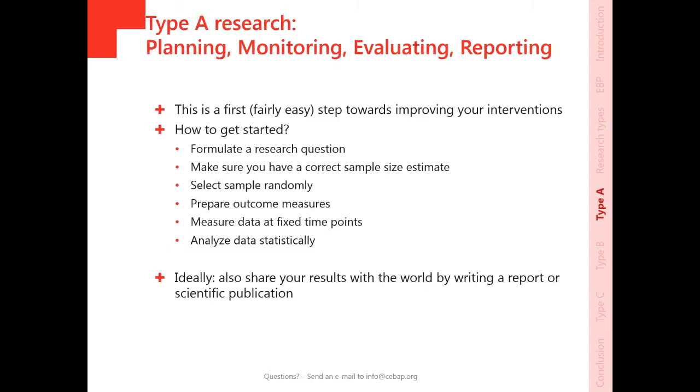First, it's important to formulate a research question. This may seem obvious, but this step is actually very often forgotten. Next, you need to ensure that you have a correct sample size estimate, select your sample randomly, prepare outcome measures, measure data at fixed time points, and analyze this data statistically. Ideally, you also share your results with the world by writing a report or scientific publication. In this way, other people can also benefit from the data you have collected and improve their interventions as well. I will discuss each of these steps in more detail in the upcoming slides.